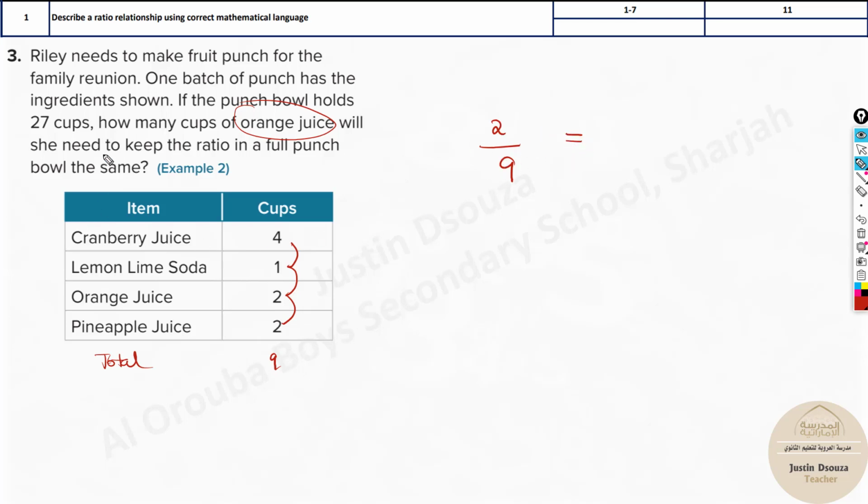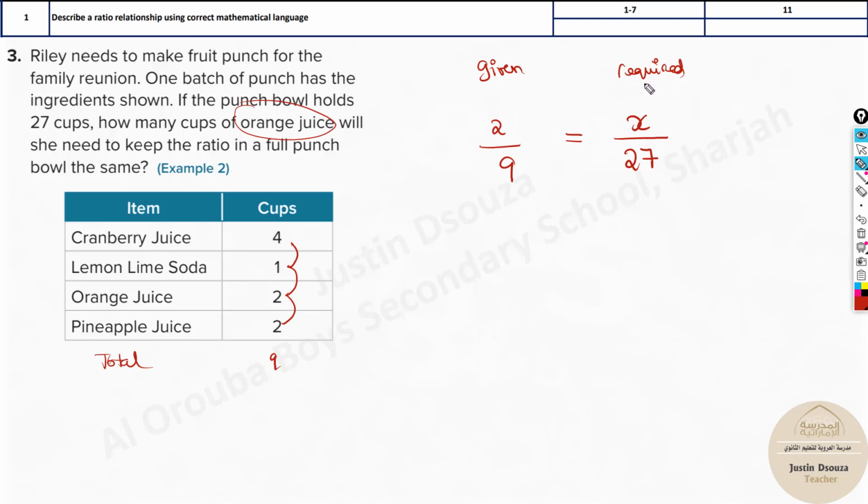Now let's find how much orange juice is required, unknown value x, for 27 cups. Because the total over here was 9, and it was 2 orange juice. For 27 cups of total, how much will be the orange juice? If you have written orange juice up here, you must write it over here too, and the total down over here. This is given, this is required. Required in the sense that it is what they want. See, he is doing a new batch.